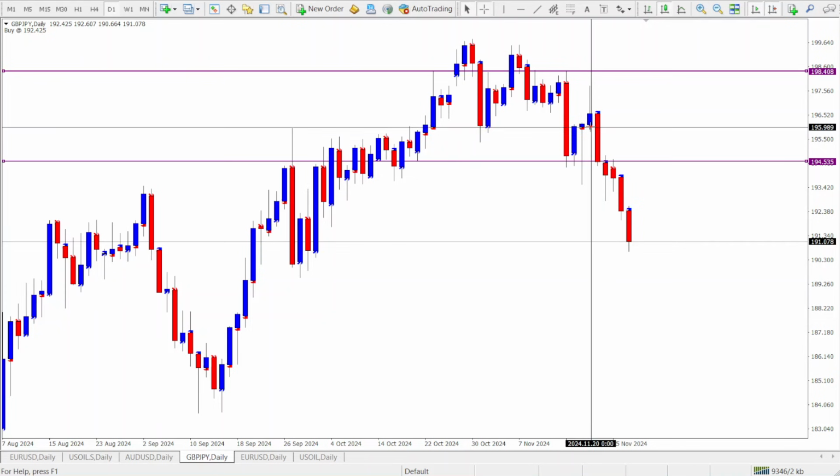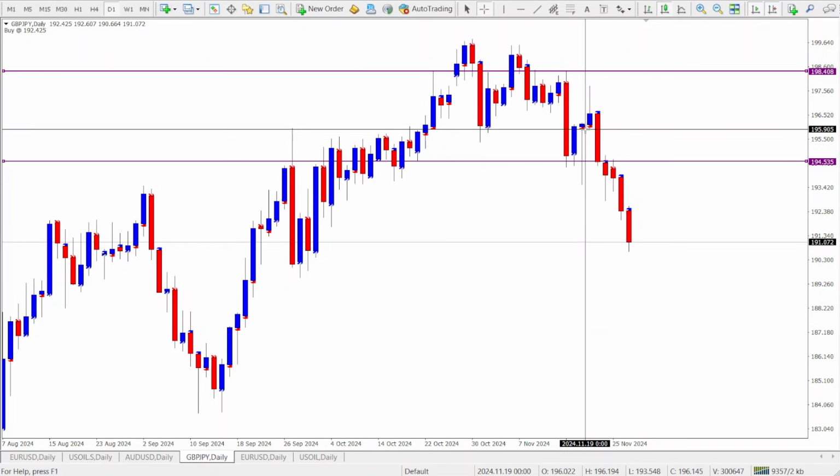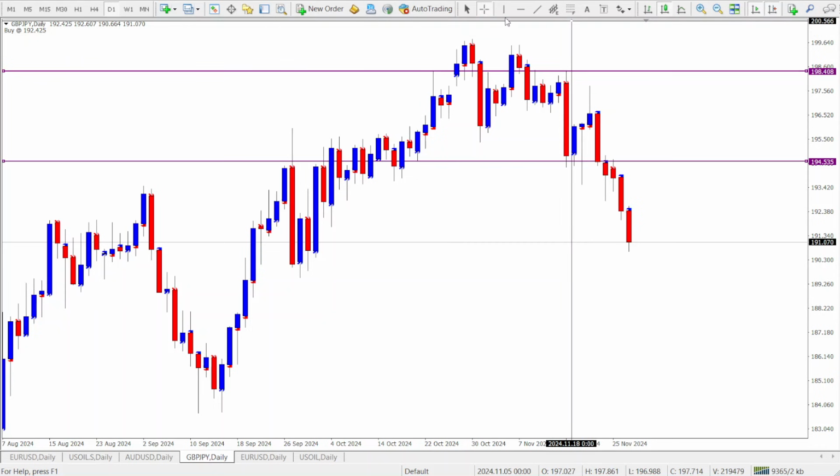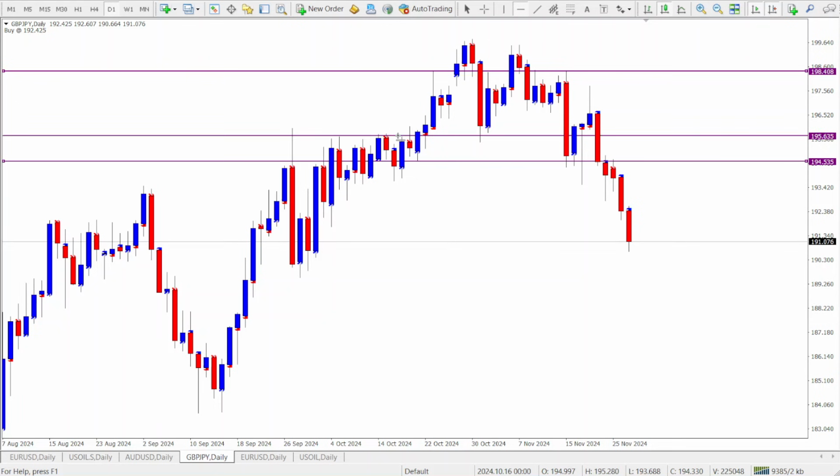So if you had entered a sell around here and you had set your stop loss, let's look for notable resistance points. This is a resistance here, but the entry point is above that. Let's look for another one. Let's see, we had a rejection here.